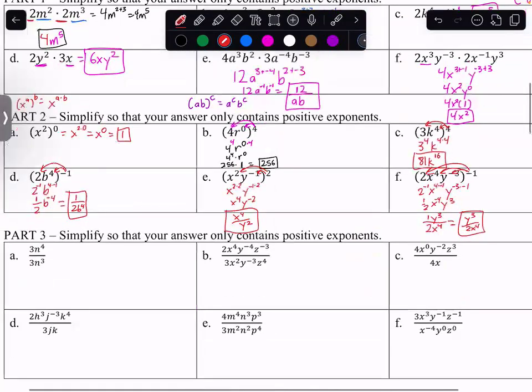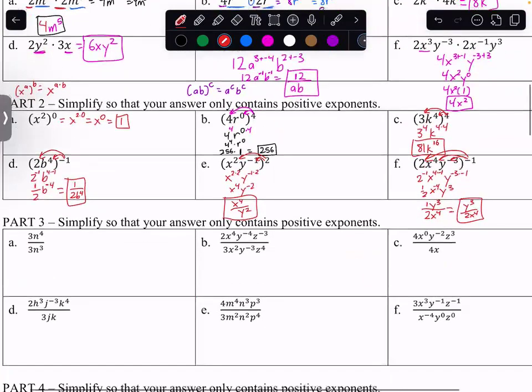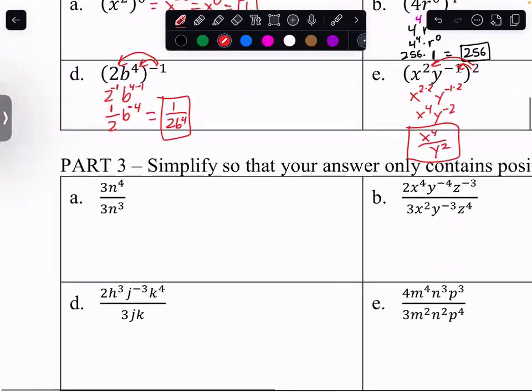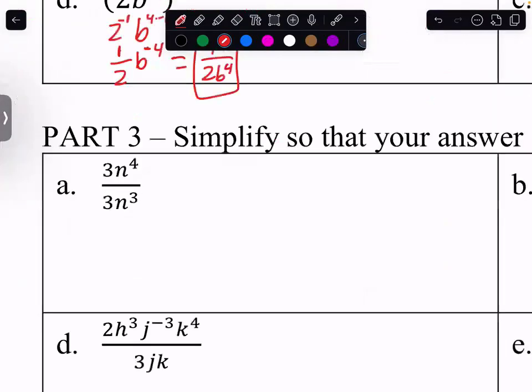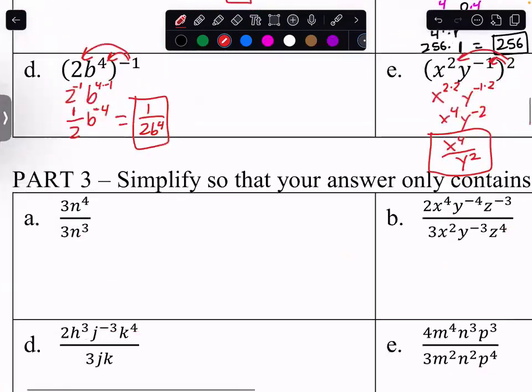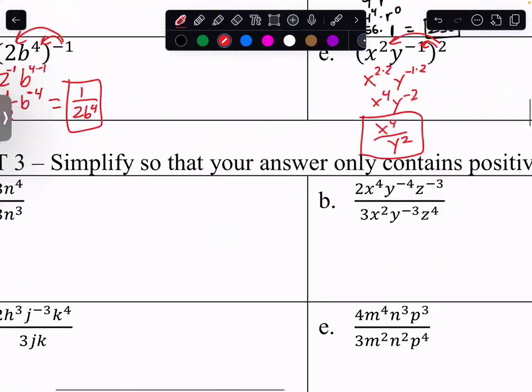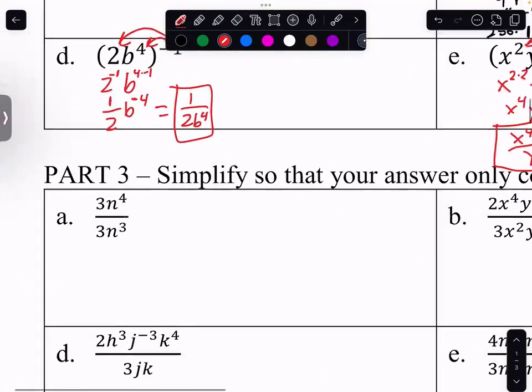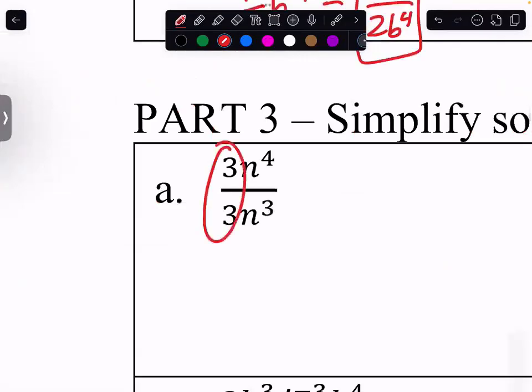Okay, so now dividing. So I already did a little example of this, but okay, let's just do letter B. Okay, I'll do both. This one's fast. So the coefficients you would divide like normal. 3 divided by 3 would be 1. So I'll just temporarily write that.